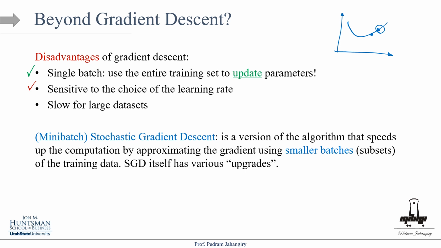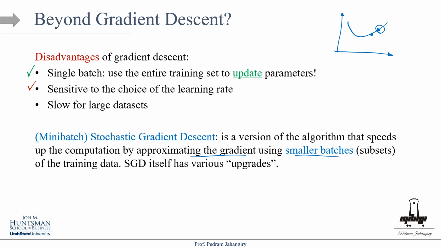The idea of mini batch gradient descent is that it's a version of the gradient descent algorithm that speeds up the computation by approximating the gradients. So it's not going to calculate the exact gradient, which is based on the entire data set. It's going to use a subset of the data set and calculate the gradients based on that subset. So it's going to approximate the exact value of the gradient, right? Using smaller batches. This is the idea of mini batch stochastic gradient descent.